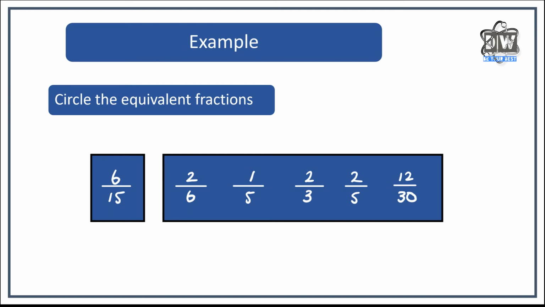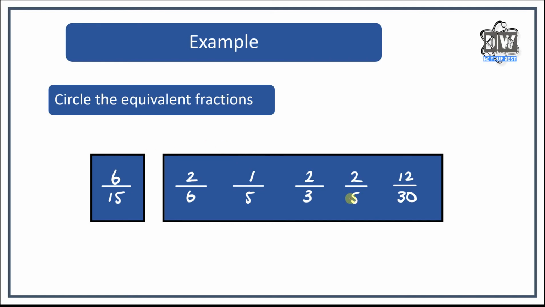What about this one? I could take 5 into 15 by timesing it by 3. So I need to do that to the top as well. Does it equal 6? 1 times 3 doesn't equal 6. So I can say that that is definitely not equivalent either. What about, can I get 3 into 15? Yes, I can, timesing it by 5. Once I times 2 by 5, I don't get 6, I get 10. So I can say that's not equivalent.